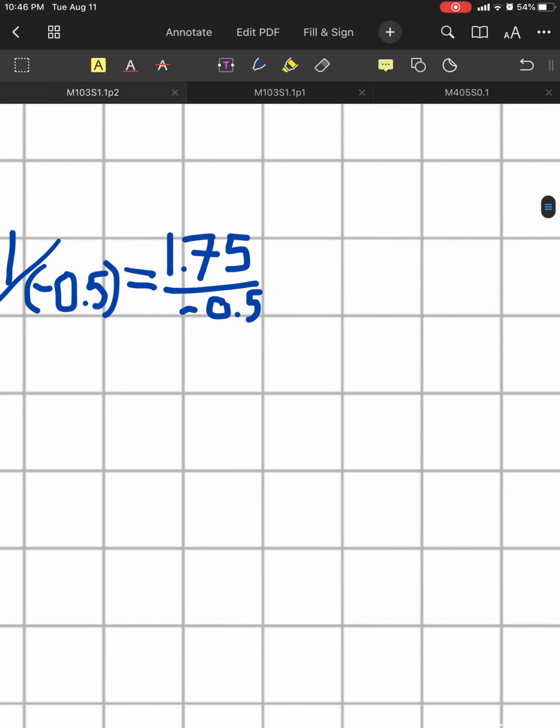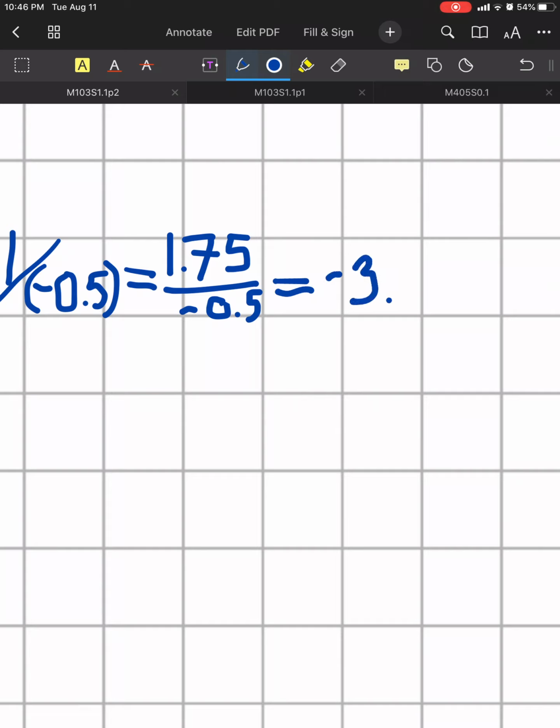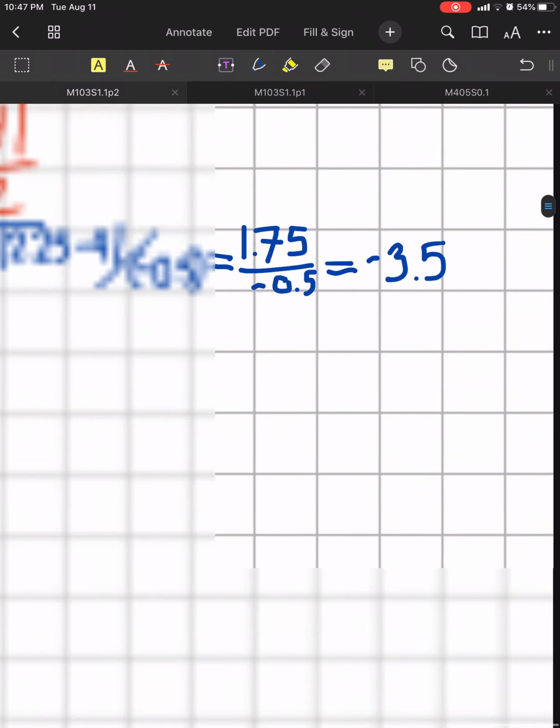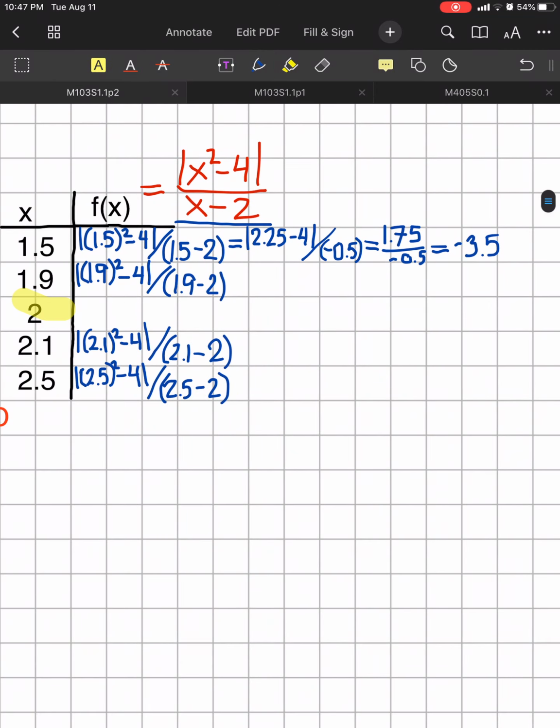If I work that out, well, dividing by 0.5, 0.5 is a half. So dividing by a half is the same as multiplying by 2. If I multiply 1.75 by 2, you don't have to do too much here, but plug it into the calculator to get negative 3.5 there as your answer. Negative 3.5 for that one.